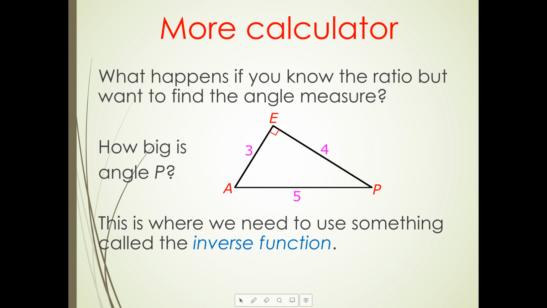One thing we haven't talked about is how big are the angles? I'd like to know how big angle P is. I'd like to know how big angle A is. And the nice thing about it is, based on what Manny told us before, if I can find angle A, then I can easily find angle P because those two angles add up to 90 degrees. To do that, we're going to use something called an inverse function.